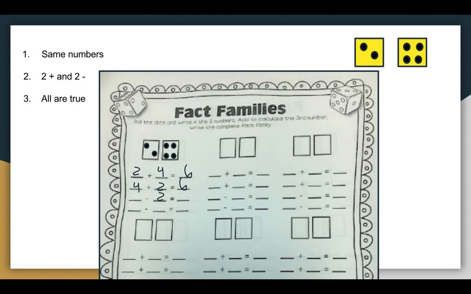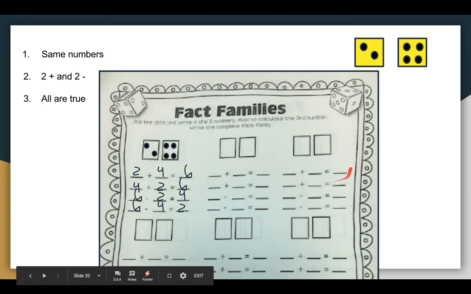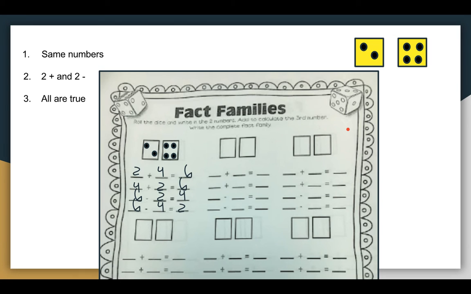Next, I start with my whole and take away a part. 6 minus 2 equals 4. And then finally, my whole, take away the other part, equals the final part. So 6 minus 4 equals 2. Again, this one, I would repeat the steps over and over again until I've completed all the practice problems on the page. So you only have to choose one. You don't have to do all of them.